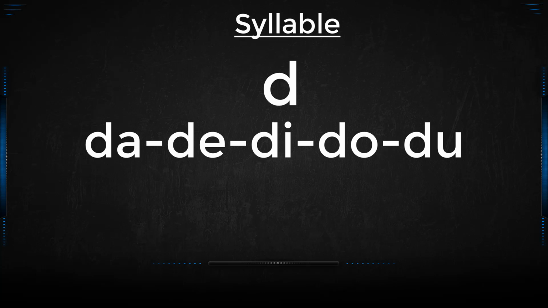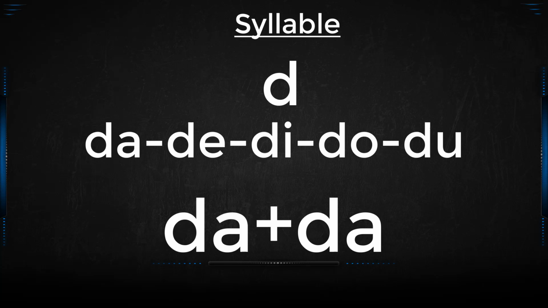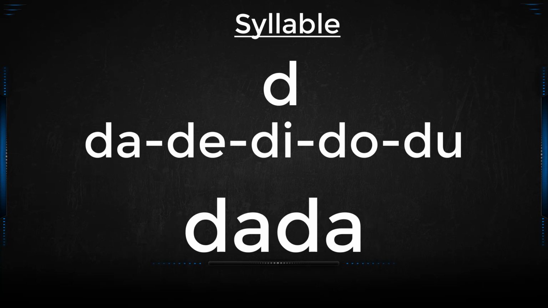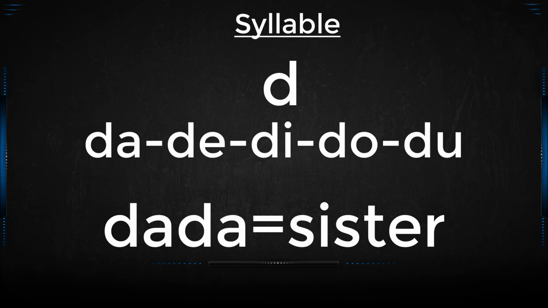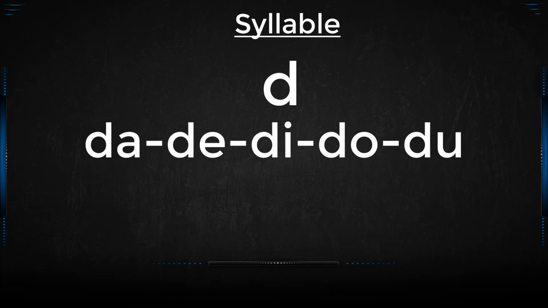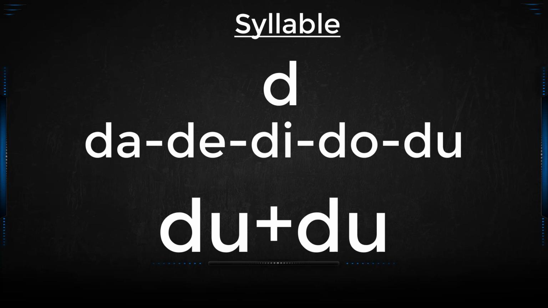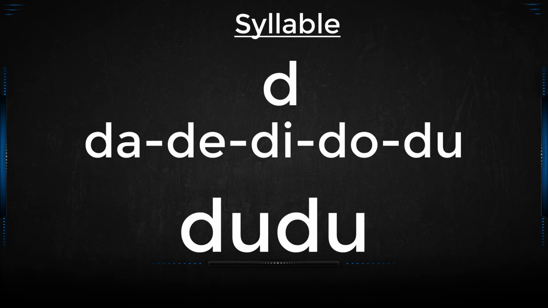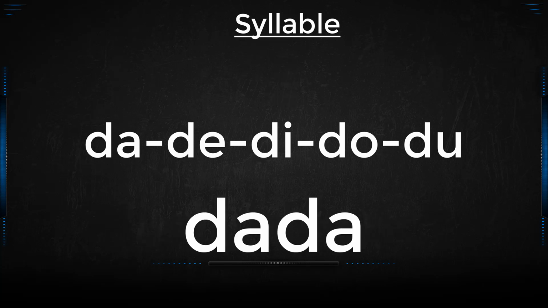So let's go to the next consonant. The next consonant after C is D. Again, we just repeat the same thing. This is da, de, di, do, du. A quick example of words which can be formed from this consonant: if you take da plus da, it becomes dada. Dada means sister in Swahili. If you take du plus du, we pronounce it as do, so you take du plus du, it becomes dudu. Dudu means an insect. So you can have dada and dudu.